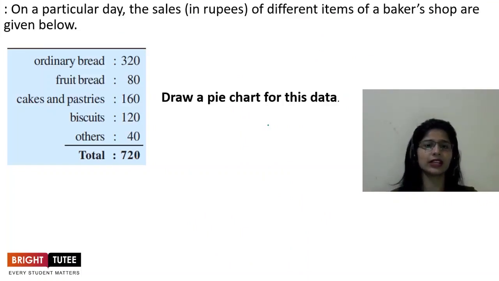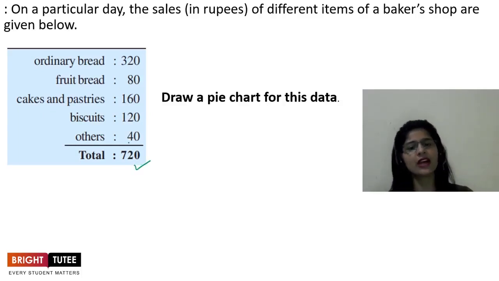Here also there is a question that you can see. On a particular day, the sales in rupees of different items of a baker's shop are given below. Here is a table shown and we have to draw a pie chart for this data. So just see, ordinary bread it is 320, fruit bread it is 80, cakes and pastries 160, biscuits 120, others 40. And the total money is 720.